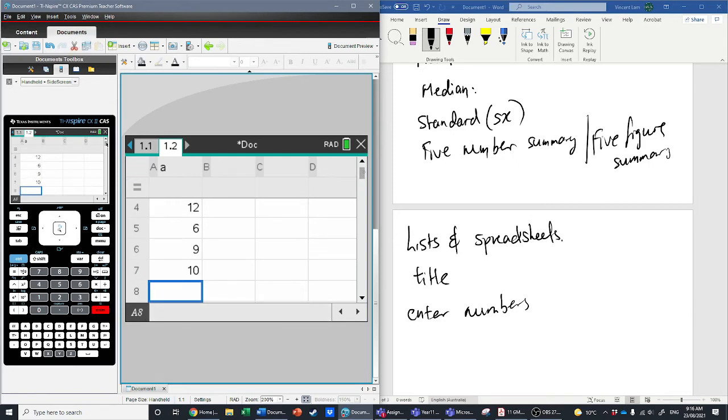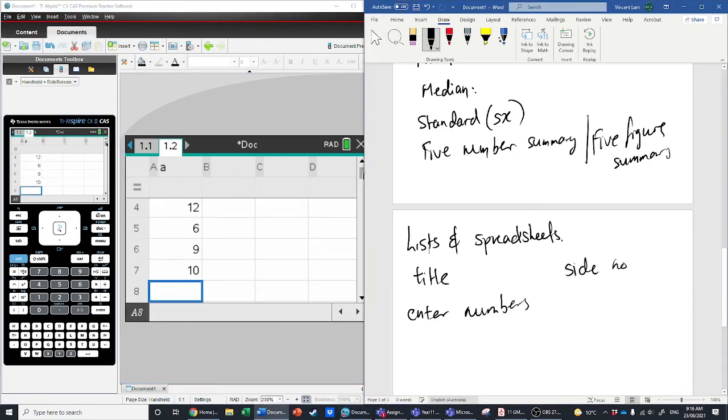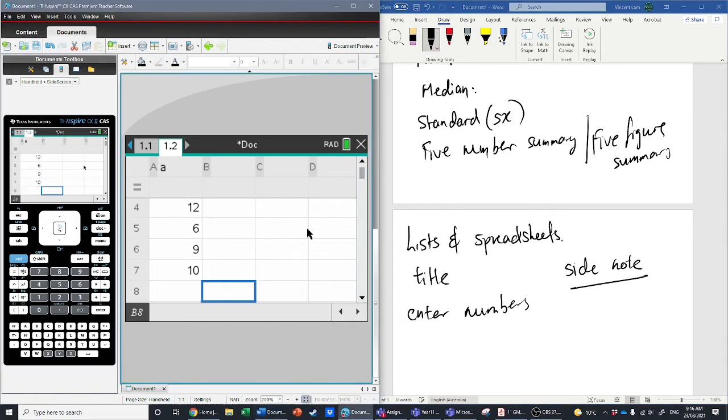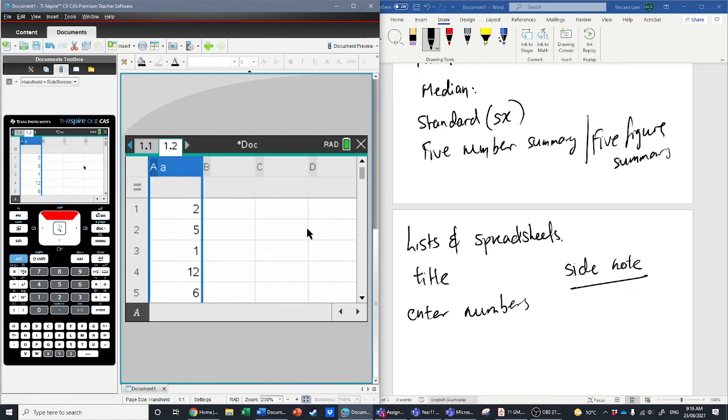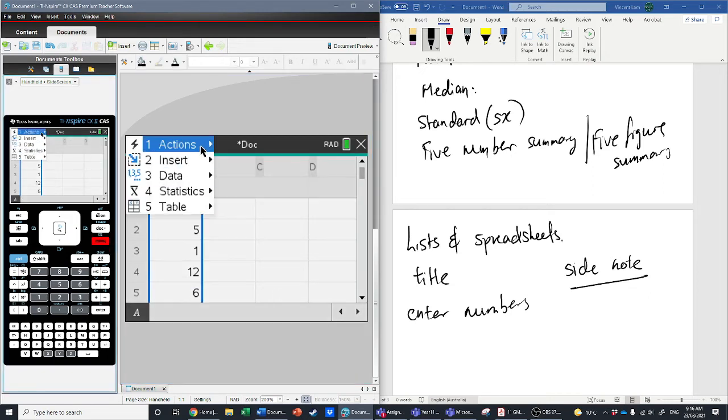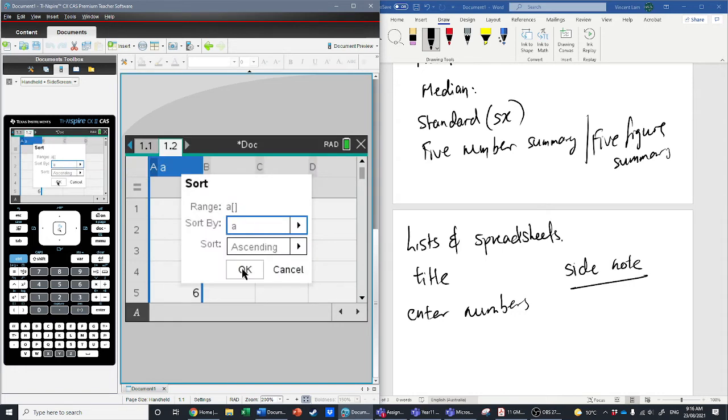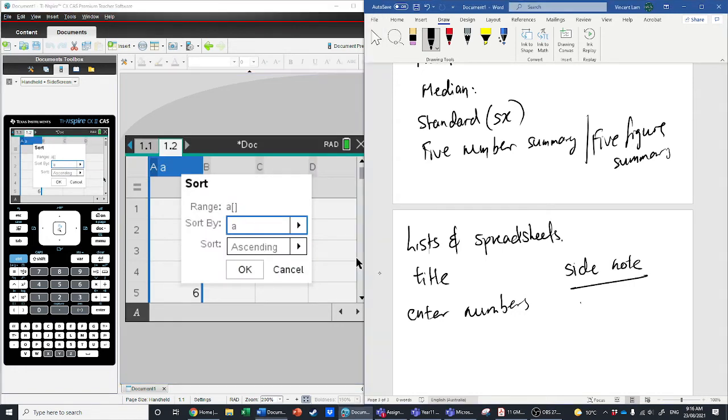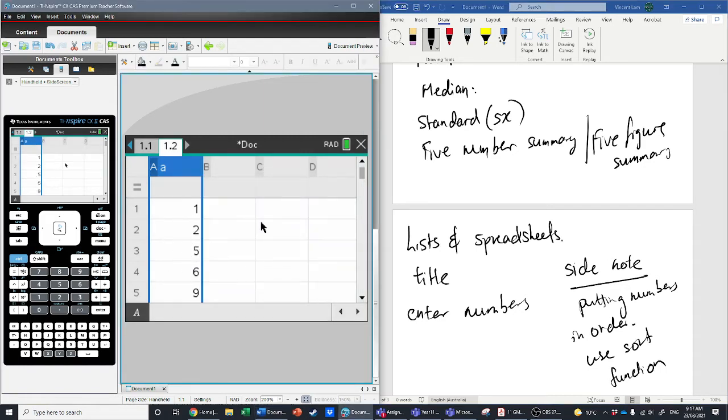Okay. Oh, a side note, if you want to put things in order, hopefully you remember that you just push the up button until it highlights the whole column, then it was menu, action, sort, and then OK. So for the side note, putting numbers in order, use the sort function. Okay, as I described here. And just hit OK and it'll put it in order.